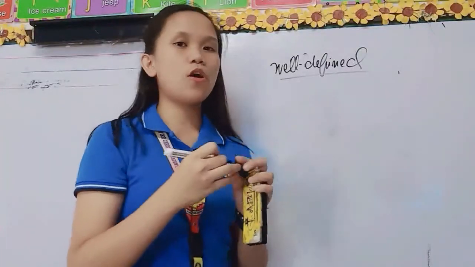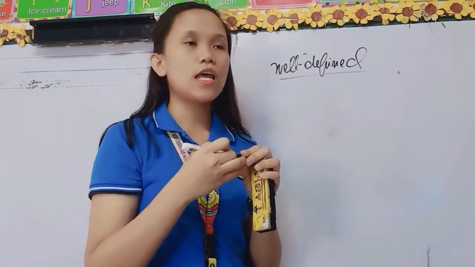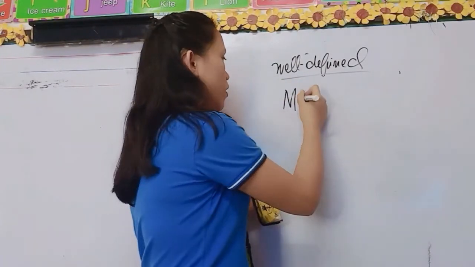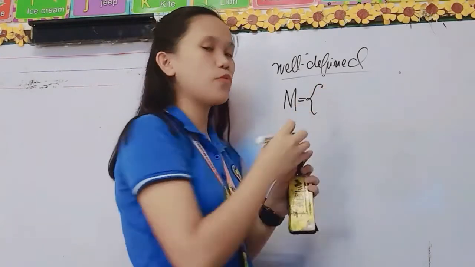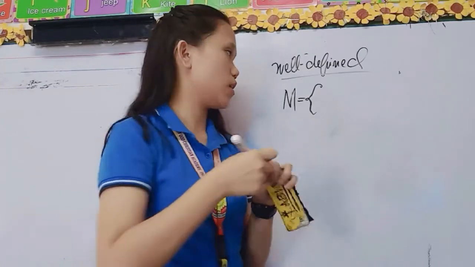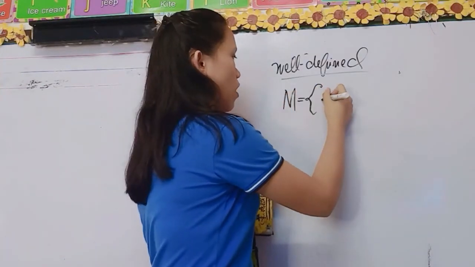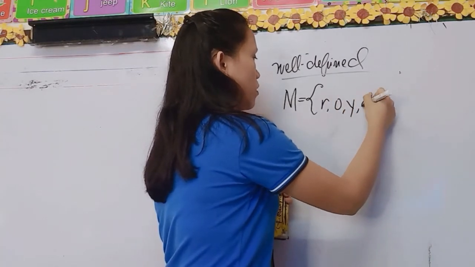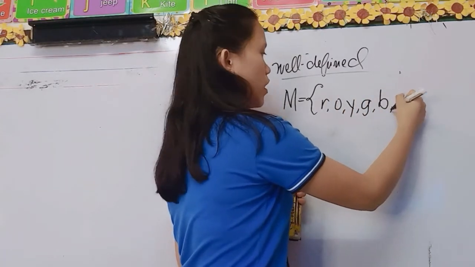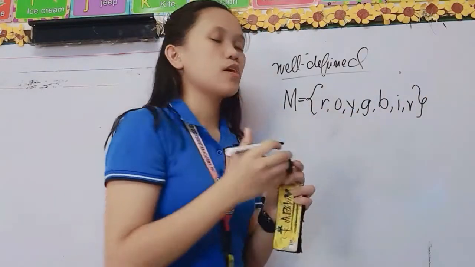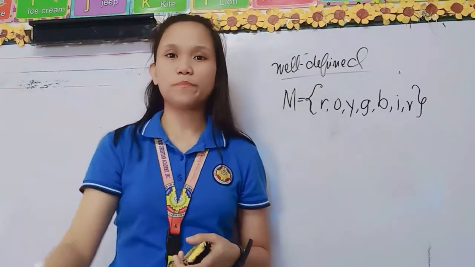Collection of rainbow colors. When you name a set, you use capital letters. We're going to use letter M. M as the name of a set is equal to the collection of rainbow colors. What does rainbow colors contain? The colors of the rainbow are red, orange, yellow, green, blue, indigo, and violet. These are the colors that are found in the rainbow.